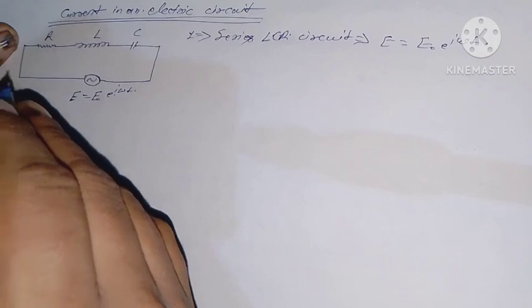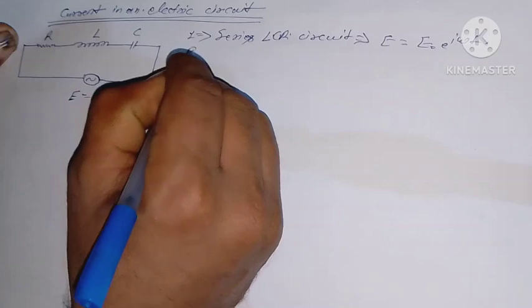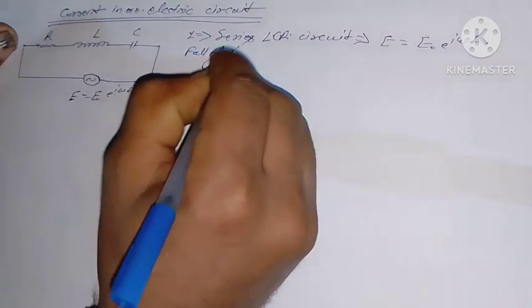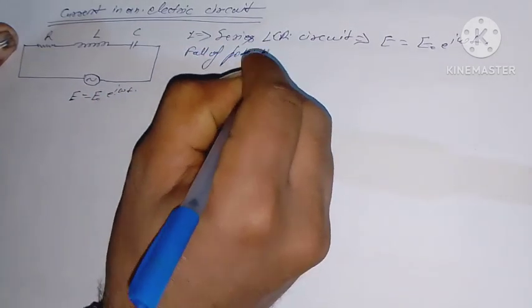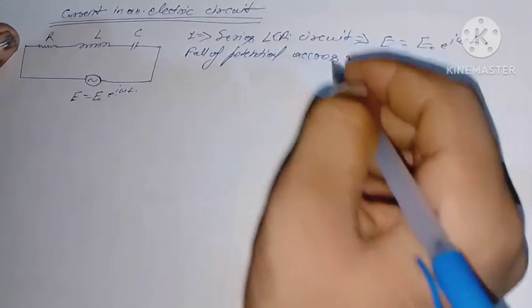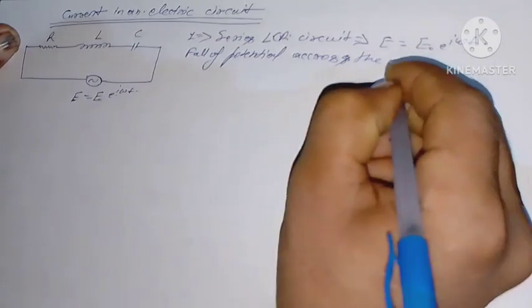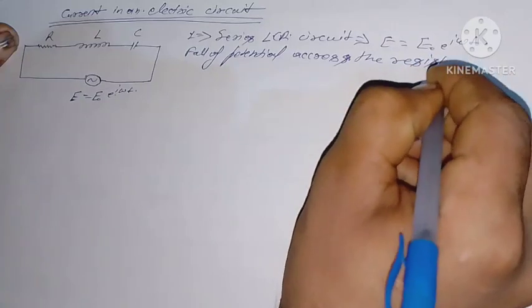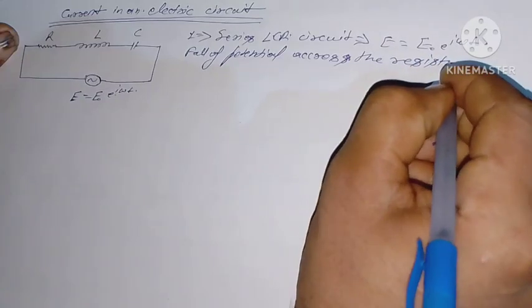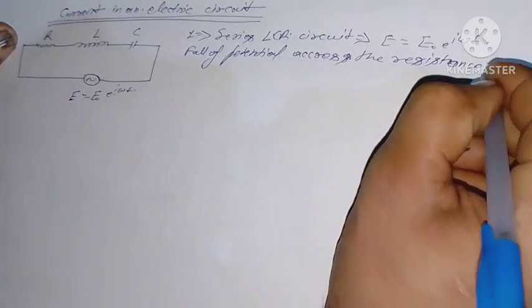If i is the current at any instant, then fall of potential across the resistance R equal to Ri. Okay.